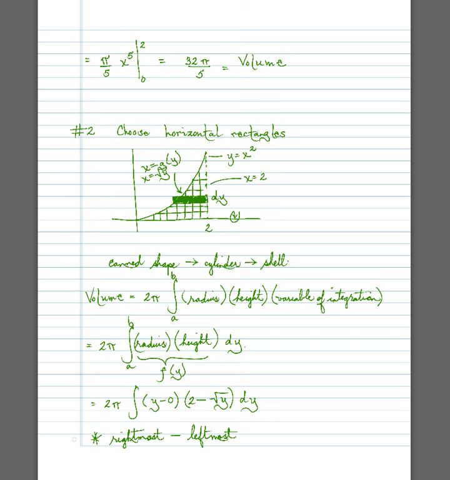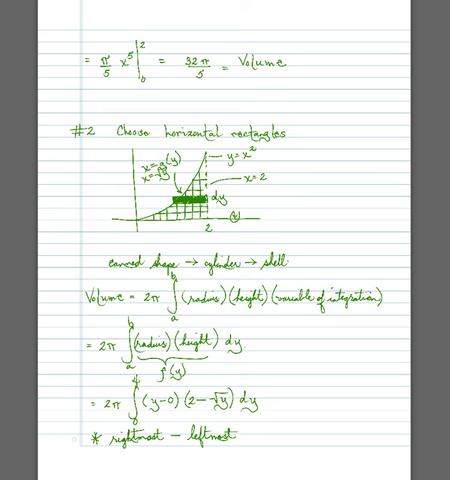In this case, if we plug in 0, we get a y value of 0. So our lower bound is 0. For the upper limit, if we plug in x equals 2, we get y equals 4. So our limits of integration are going to be from 0 to 4. So, we now have our completed shell method for volume.